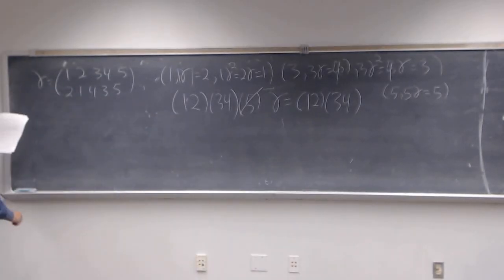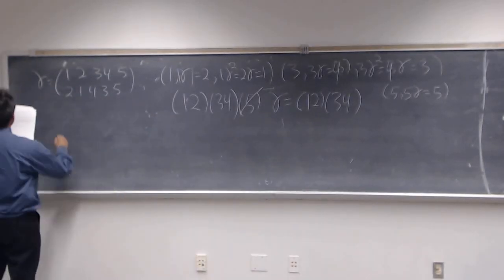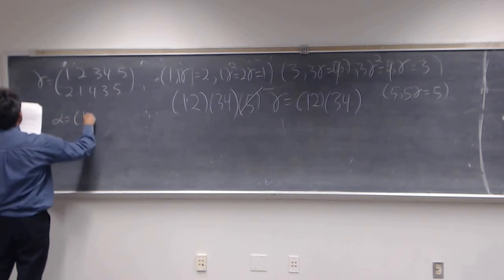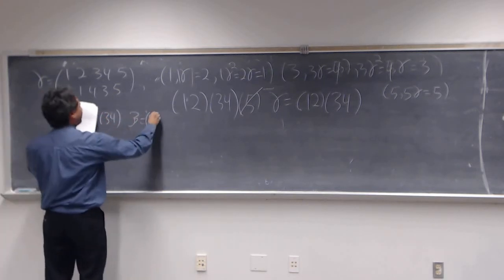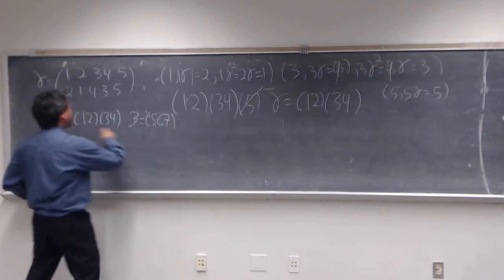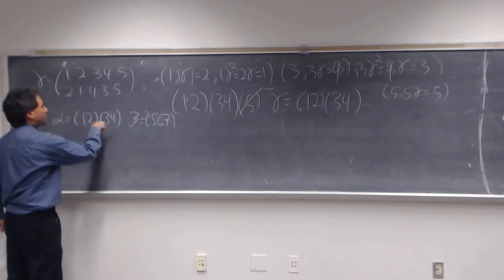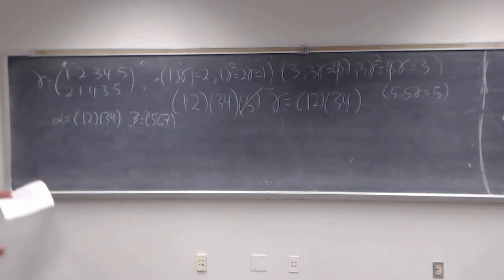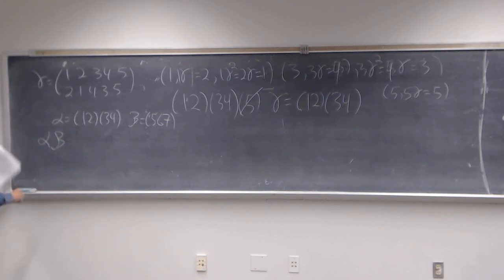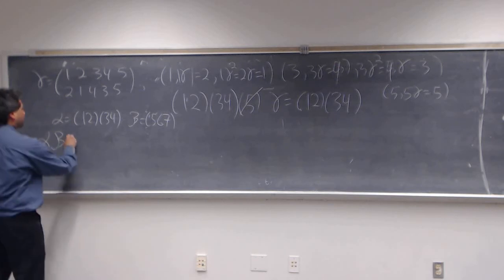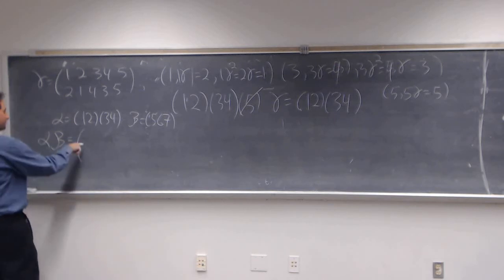So we can see this by maybe multiplying some cycles. Let's look at another example. Let alpha be 1, 2, 3, 4, and beta be 5, 6, 7. Again, these two are disjoint. So what I say is that alpha beta should equal beta alpha. So let's kind of put it in matrix form just to see.